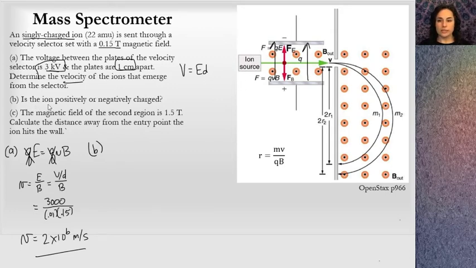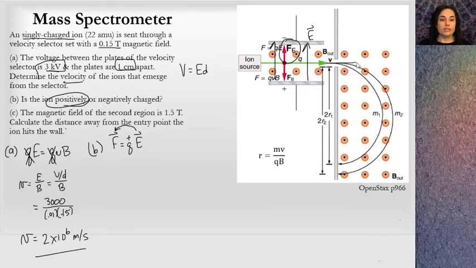B asks, is the ion positively or negatively charged? So what I noticed right away is the direction of the electric field. There's the direction of the electric field and the direction of the electric force. And what I see is those are both in the same direction. And remember the equation that I wrote on the previous slide, F equals QE, and this is a vector equation. If the electric field and the electric force are in the same direction, that means the charge had to be positive. So I'm going to say that this is a positively charged ion.